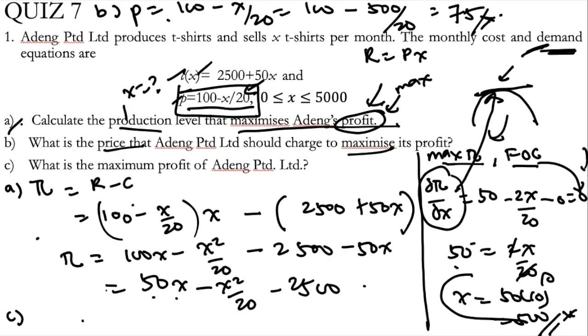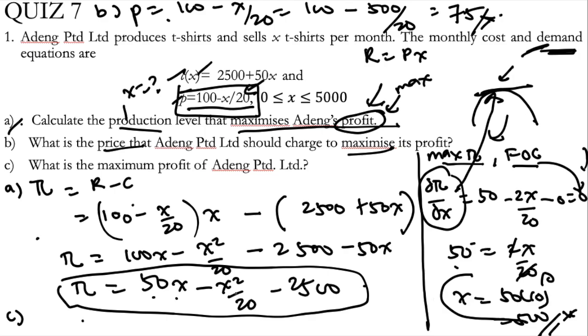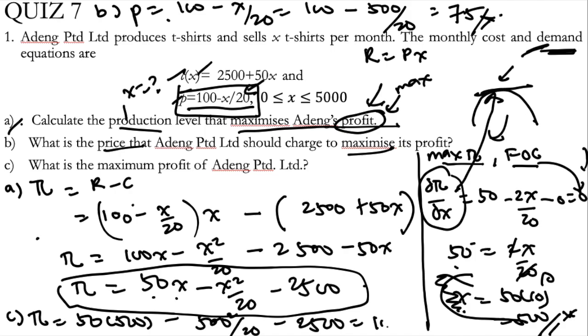All right. Now, we have the profit function, which is this. What we can do is insert the quantity to find the maximized profit. The quantity that maximizes profit is this, isn't it? So here, profit equals 50 times 500 minus 500 squared over 20 minus 2500. Then you get the answer. So you should get the answer equal to 10,000. That's it. I hope this is clear.